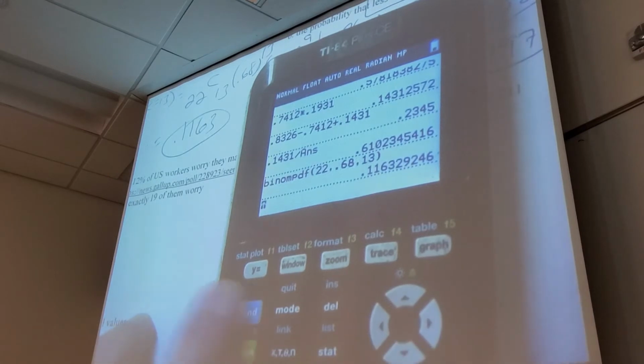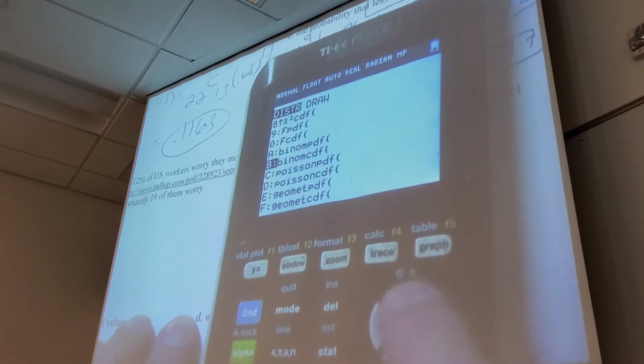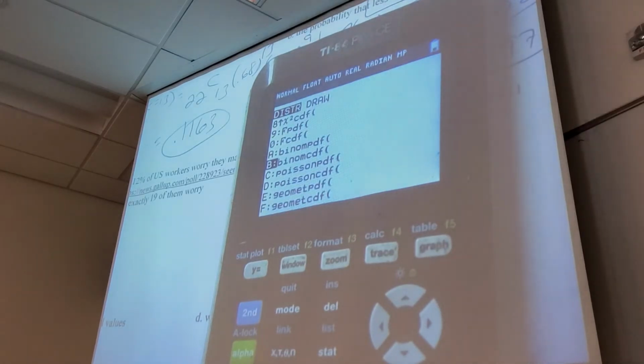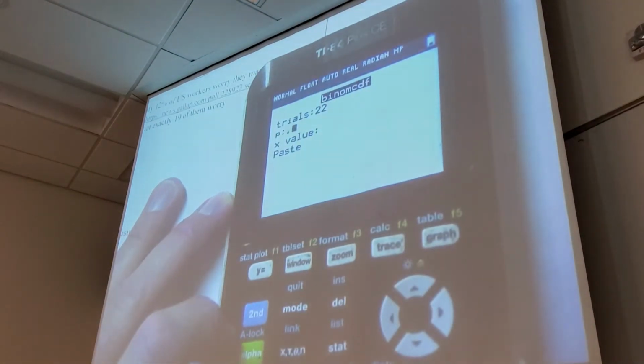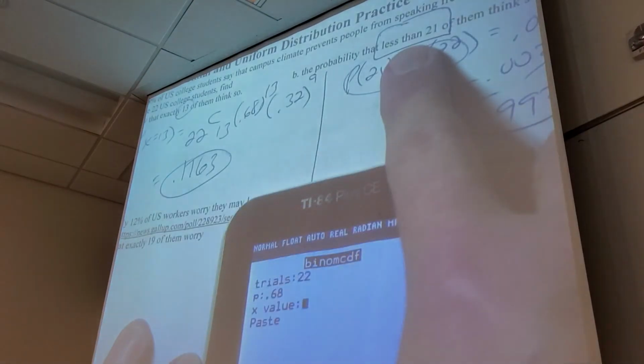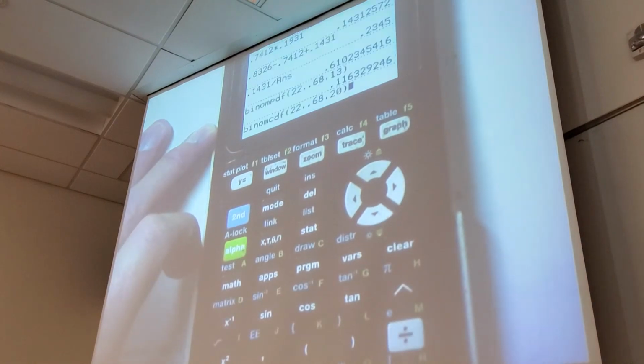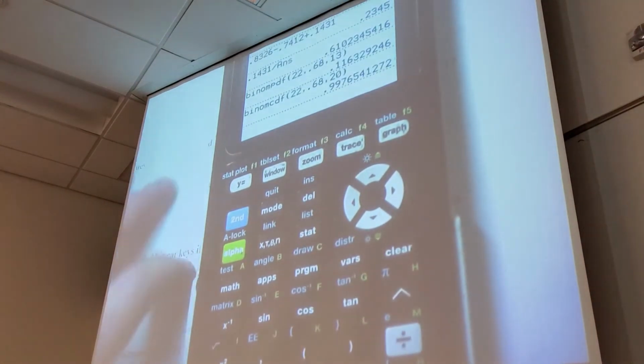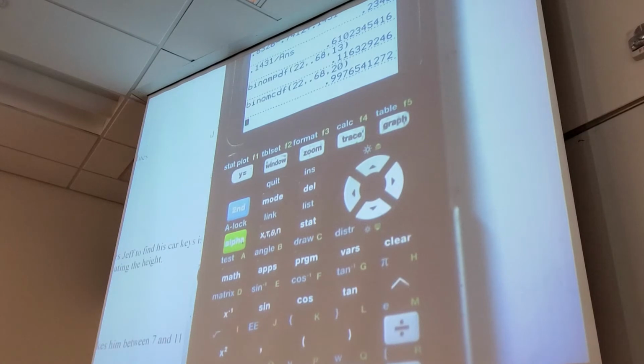So what is the other one? Do you guys notice under distributions there's another one? Binomial CDF. That's cumulative. So that's if I want from 0 up to something. So watch this. If I do binomial CDF, 22 trials, still 0.68 chance of success, but I want to go less than 21, so I want to go up to 20. Bam. 0.9977.